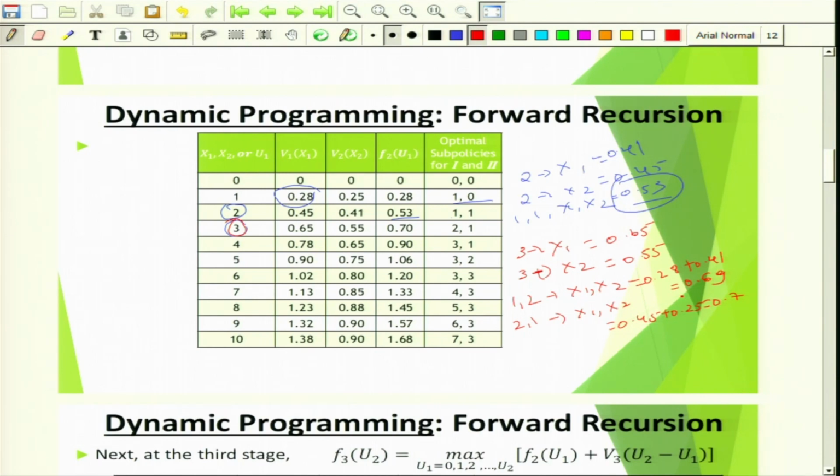So among them, which is the best combination? You want the maximum profit, right? You do not want minimum profit. From the investor's point of view you want the maximum profit, so you will get 0.7 as the best value. So the combination is 2, 1. Like that you exercise for all different units of investment across x1 and x2. Then you will get optimal sub-policies at this specific stage for the investment in x1 and x2, and this combination is given here.